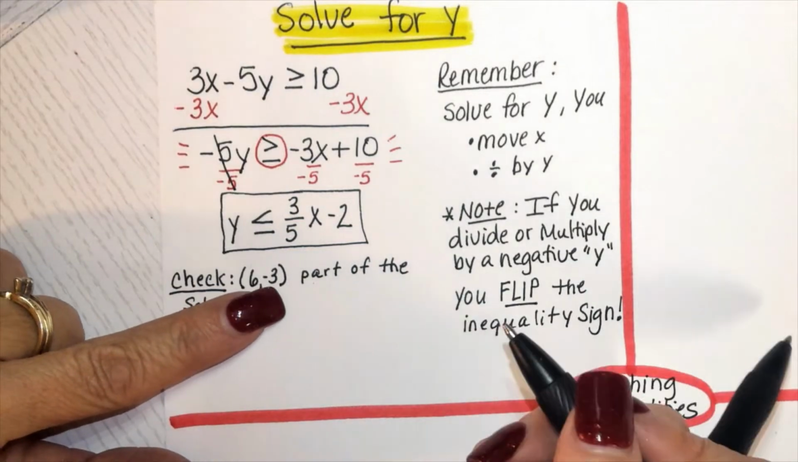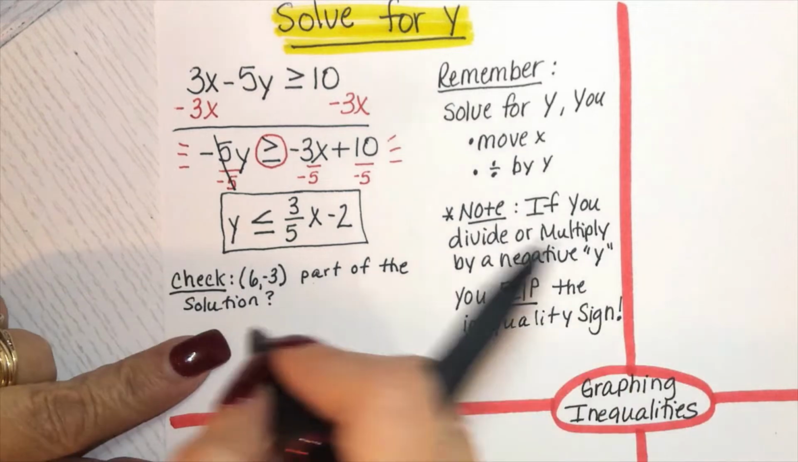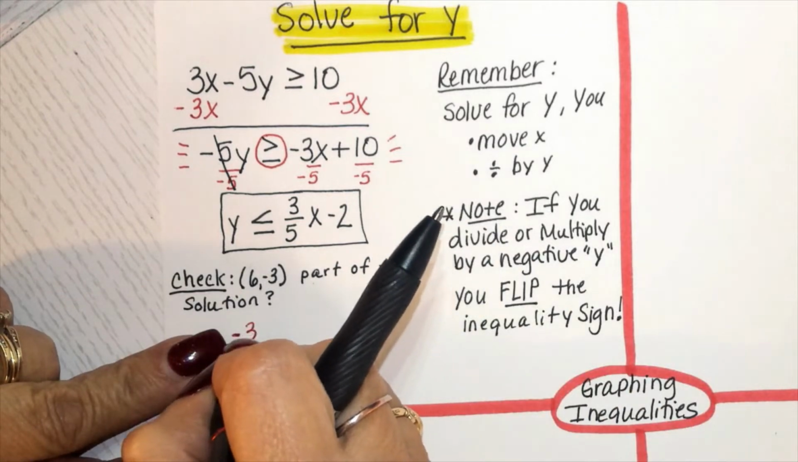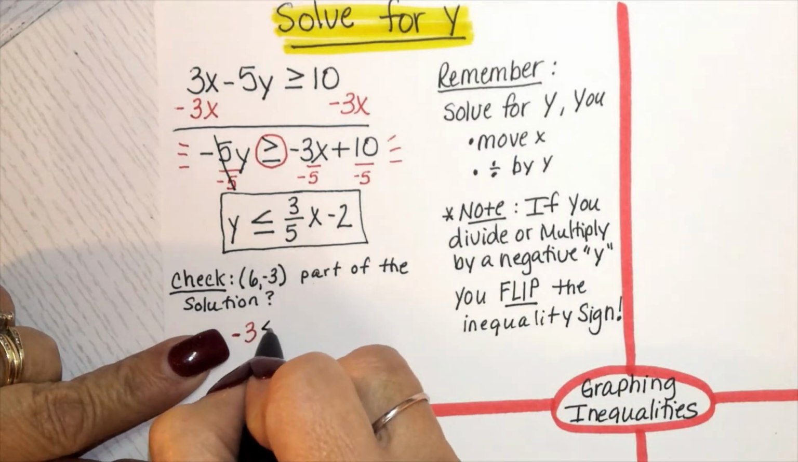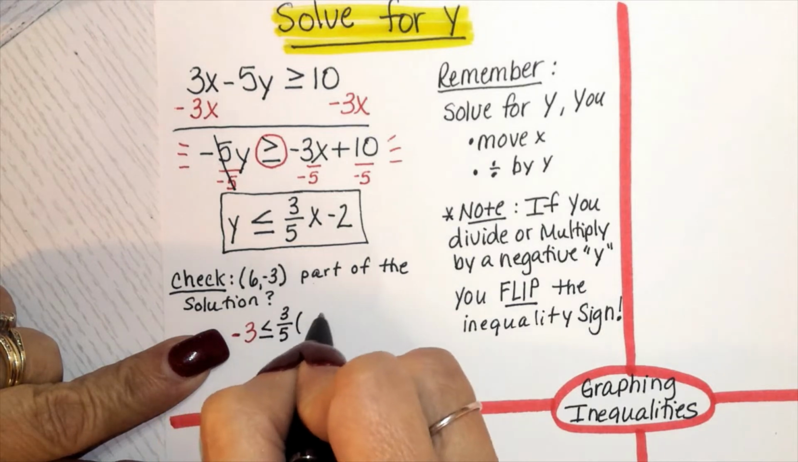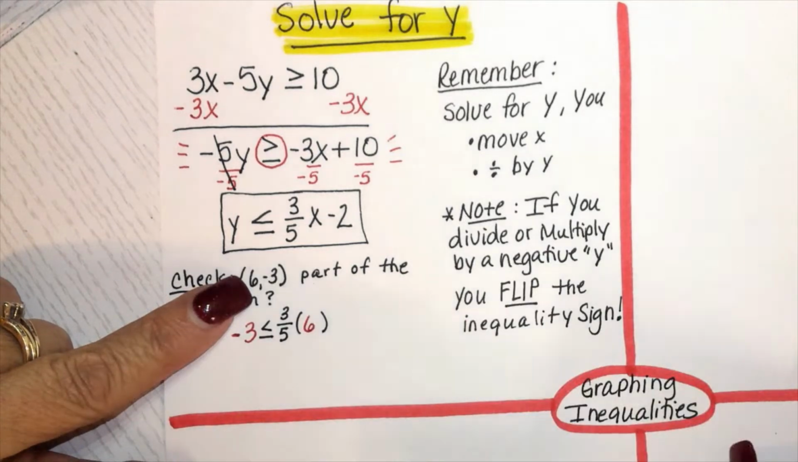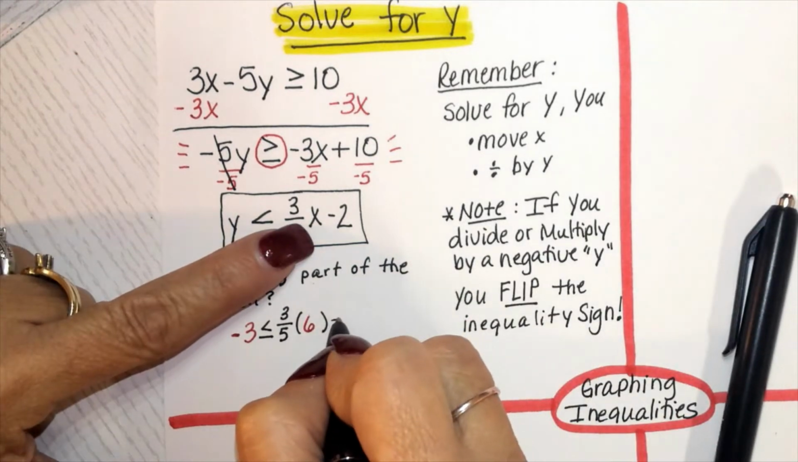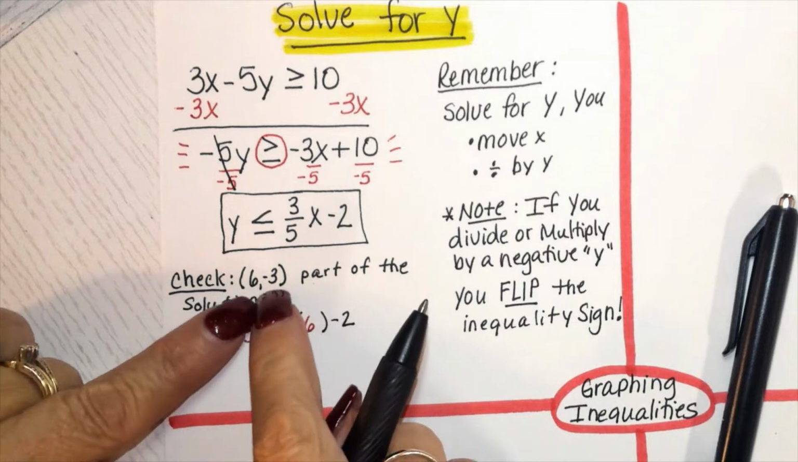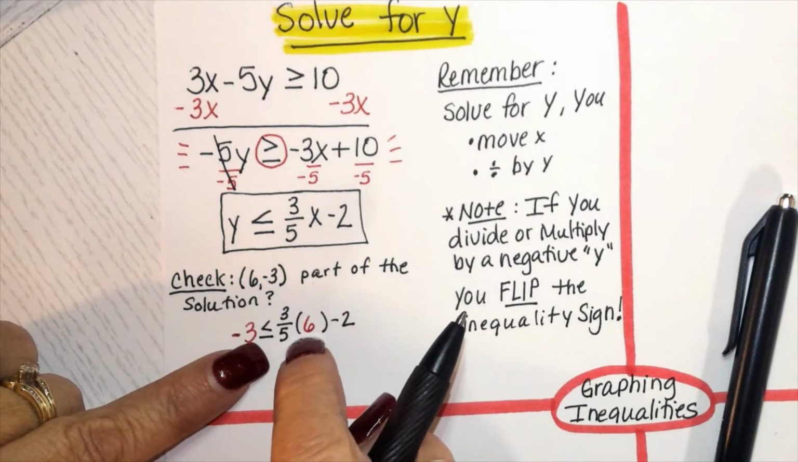The Y value here is negative 3. So I'm going to plug negative 3 right in here. So I'm going to say negative 3 less than or equal to 3 over 5. But instead of X, I'm going to put this 6 right here. 6. And then I'm going to say minus 2. Now all I did was take this ordered pair and I plugged it in here. That's all I did. Okay.